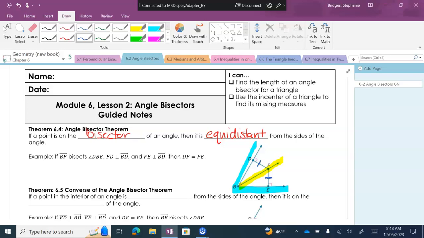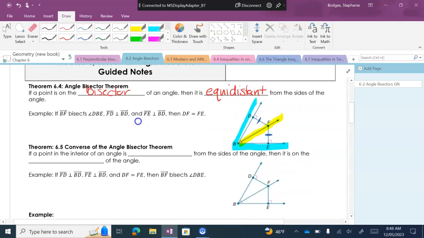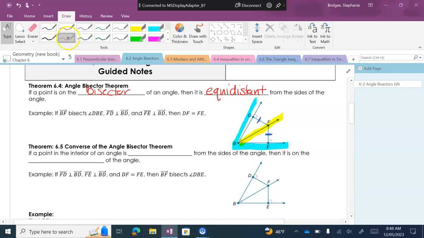And then the converse of that is also true. It says if a point is on the interior of an angle and it is equidistant from the sides of the angle, then it is on the bisector of the angle. Okay. If a point on the interior of an angle is equidistant from the sides of the angles, then it is on the bisector of the angle.